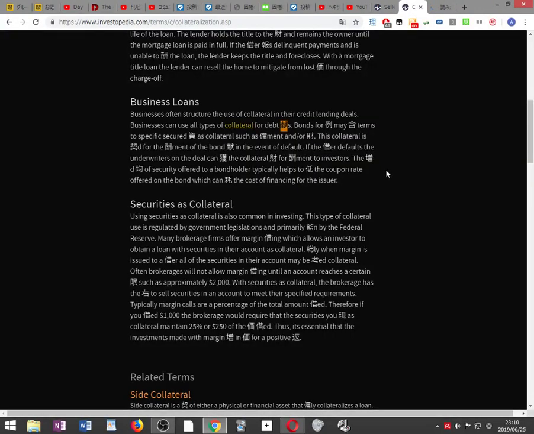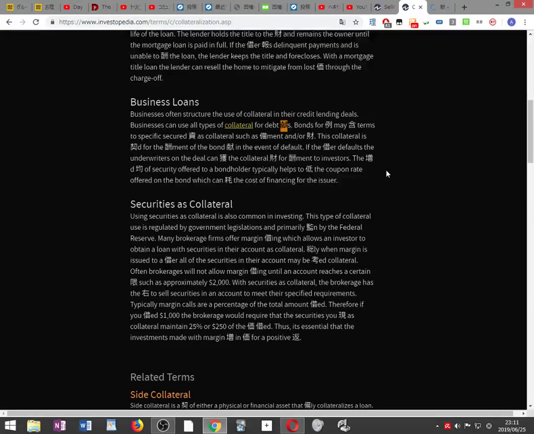In the event of a bond default, if the borrower defaults, the underwriters on the deal can seize the collateral property for repayment to investors.